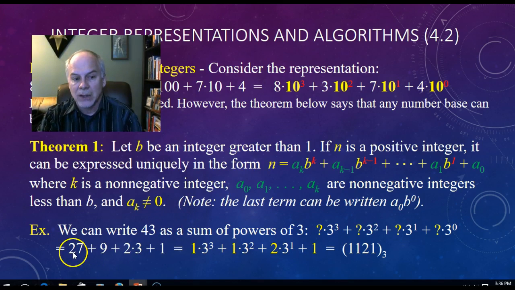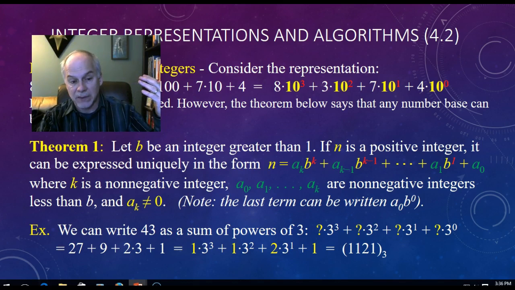All right. So now, how many 27s can you fit inside the number 43? Just one, right? So we're just going to have one 27. And then if you subtract 43 minus 27, what do you get? Well, you get 16. And then you look at the next number down, which is 3 squared.